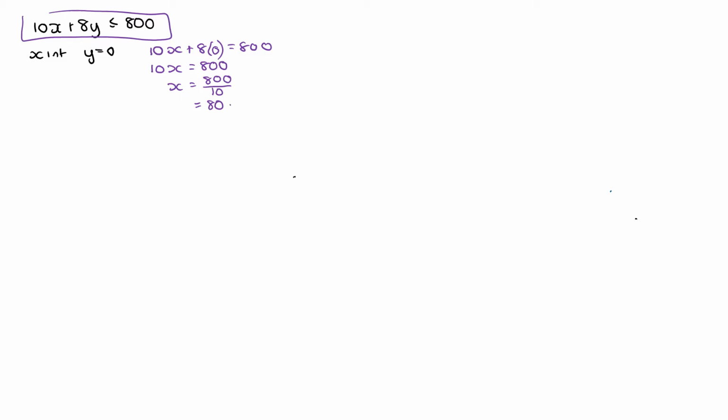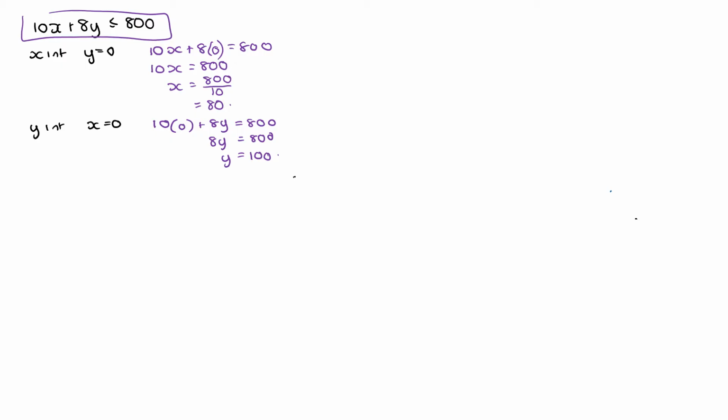Then we're going to do the same for the y-intercept. In other words, we're going to say let x be equal to 0. So the y-intercept, let x equal 0. And we're going to again go through the working out. So we're going to say, okay, 10 times 0 plus 8y is equal to 800. So we have 8y is equal to 800. So we have y is equal to 100. So now we have enough information to draw our line.